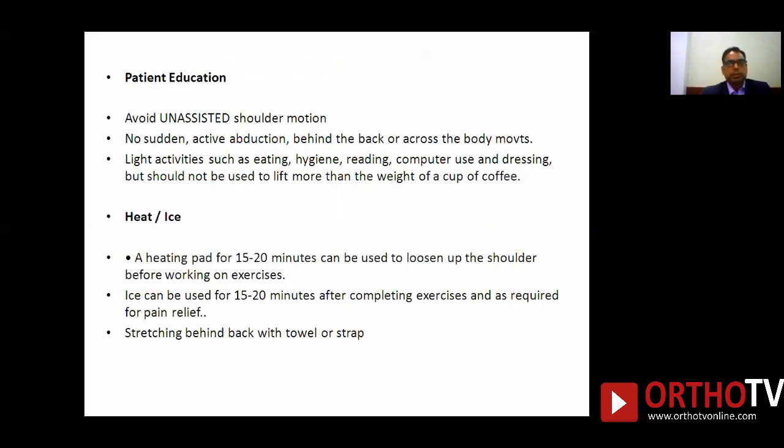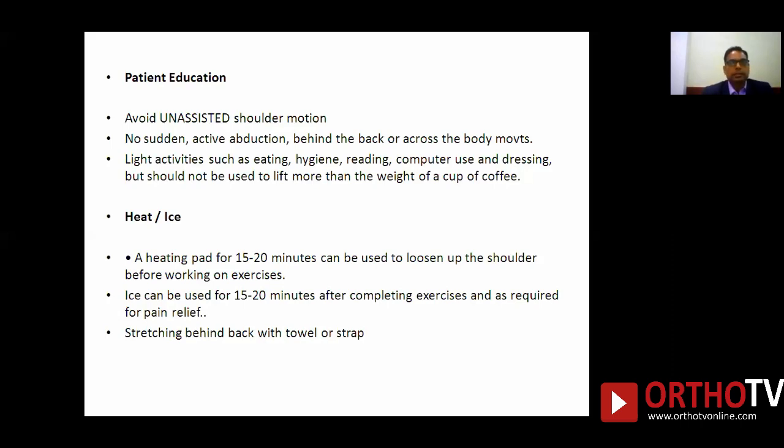Patient education in the second stage: the patient has to be taught that he should avoid unassisted shoulder motion, that is, reaching, sudden active abduction, or sudden behind-the-back or across-the-body movement. This has to be avoided. Light activities such as eating, hygiene, reading, and using the computer can be allowed. The patient can use a lightweight like a cup of coffee, but he cannot use a bucket or something like that.